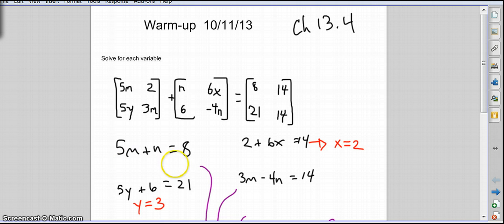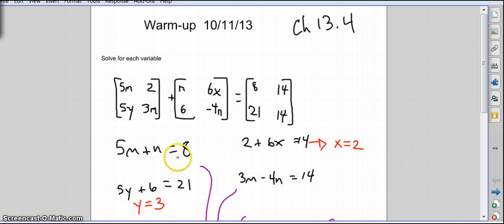So after 5m plus n equals 8, we then did 2 plus 6x equals 14. Solve that to get x equals 2. I can't solve the first one because there are two variables, so I'm hoping there's another equation that has those same two variables. Come down here to 5y plus 6 equals 21. Solve that, I get y equals 3. And then doing the second row, second column, I come up with the equation 3m minus 4n equals 14. Aha! There's my second equation with those two variables.